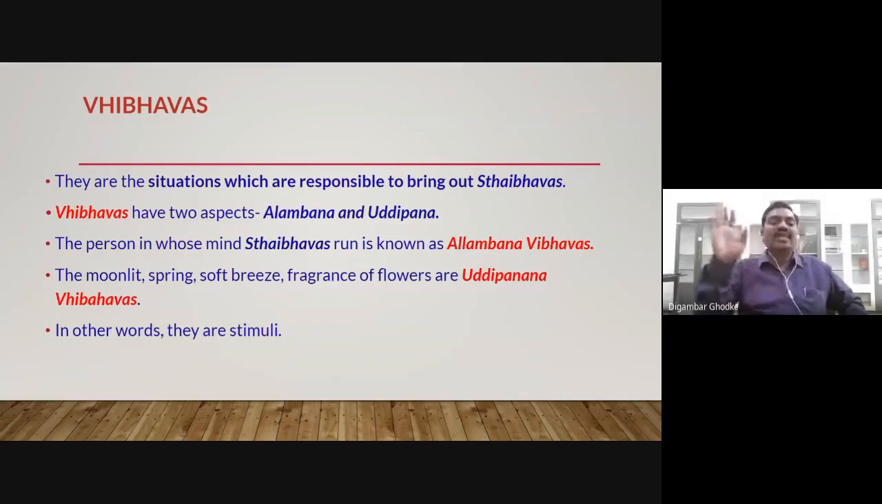Moonlight, you can say. For example, when you look at the moon, you might know the Marathi word uddipit hone, stimulating. When you see the moonlight, when you experience the spring, when the soft breeze blows, when you smell some fragrance of flowers, they evoke your feelings. So these are vibhavas. Vibhavas are kind of stimuli. Stimuli means something which makes you get attracted towards it. For example, the fragrance of flowers or a soft breeze.